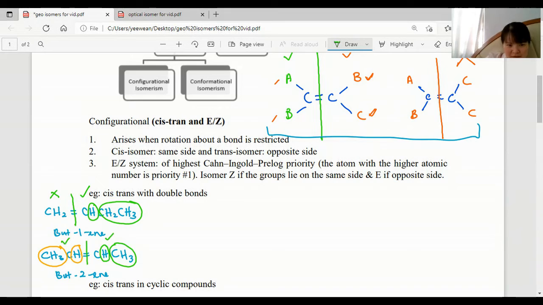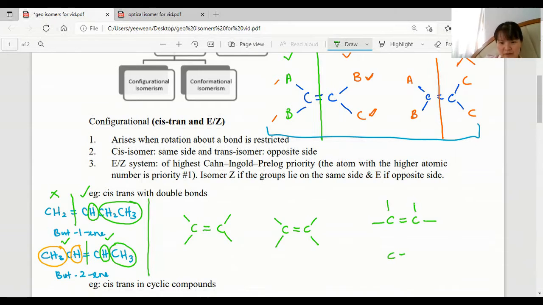Okay, let's draw the cis and trans. Cis is when it's on the same side and trans is when it's on the opposite side. So let's draw it, always draw it in this shape. We now know that these are trigonal planar in shape, so please always draw them in trigonal planar shape. So let's not draw it like this. Let's not draw it this way. Let's make a good habit.